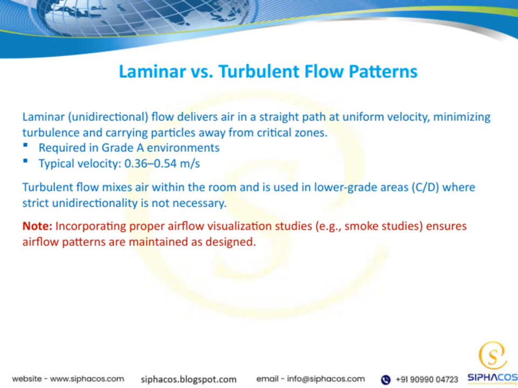So, in summary, laminar flow provides a highly controlled, straight airflow suitable for critical environments, while turbulent flow, with its mixing properties, is more suited for less critical areas. Both play key roles depending on the environment's requirements.